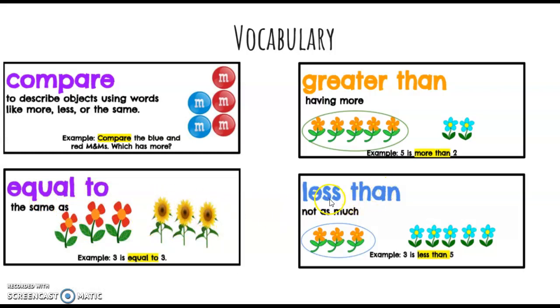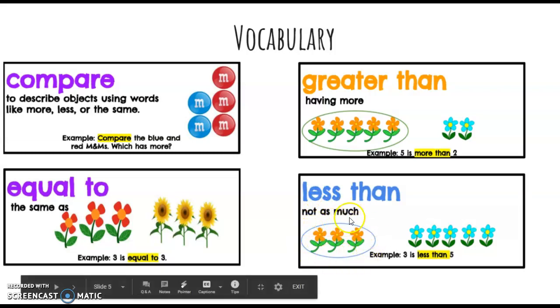And then we have less than. Can you say less than? Good. And less than means not as much or not more. And if you notice, they circled a picture of the orange flowers because it's not as much as the blue flowers. So when we use this comparative language, we would say the orange flowers are less than the blue flowers.